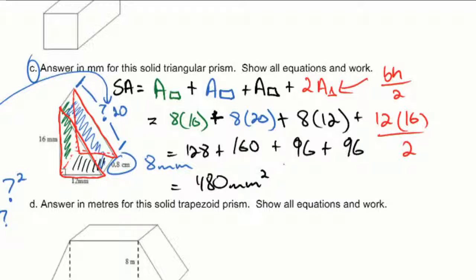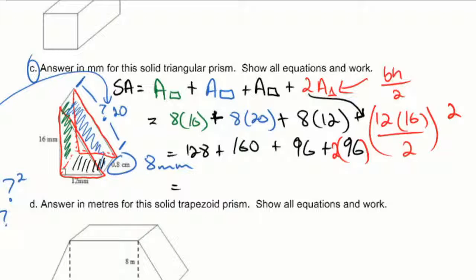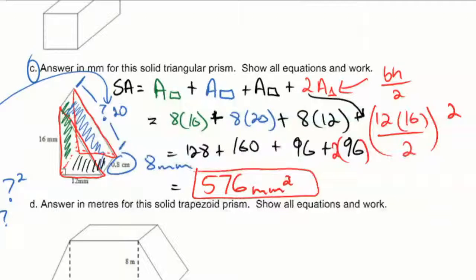Oh, and I forgot the 2 times this. I didn't carry my 2 down from above here. So scratch that. Forgot my 2 times my 96, and this is all times 2. So 128 plus 160 plus 96, and 96 times 2 is 192. 576 millimeters squared.